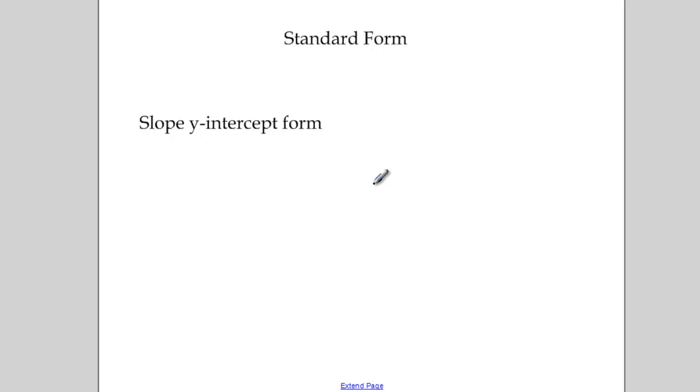So far, we've been using an equation of the line called slope y-intercept form. That's an equation in the form y equals mx plus b. We call this form slope y-intercept form because we can look at the equation and read the slope and the y-intercept from the equation without doing any real work.